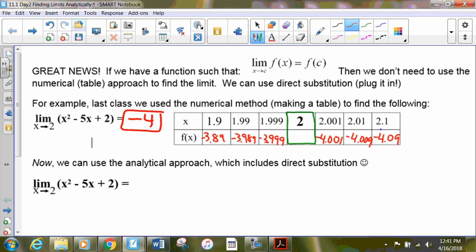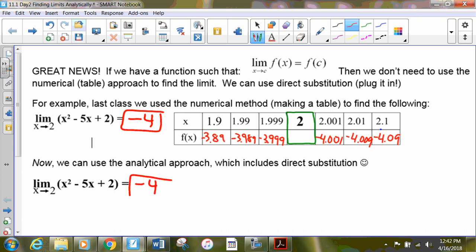Well, now, and some of you may have noticed this, we're allowed to solve it analytically, which means algebraically, and you can just plug whatever x is approaching right into f of x. So watch what happens when we find the limit of this quadratic as x is approaching 2. We're just going to plug 2 in for x. So we'll have 4 minus 10, so that's -6, plus 2 is -4.